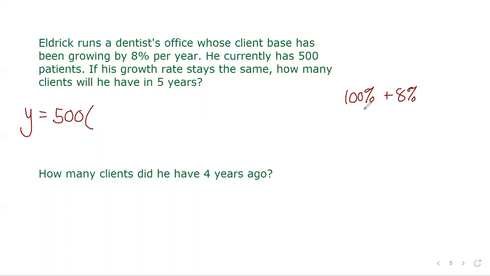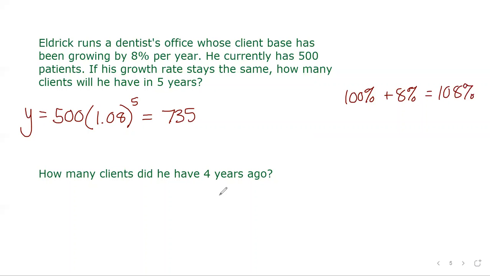So that means that next year, this is another way to look at it, next year he will have 100% of what he had. He'll have all of his current people plus another 8%. So that's 108%, which as a decimal, we'll put 1.08. And 5 years, so we're going to multiply by that 5 times. And he'll have 735, again rounding to the nearest person, patients at that point.